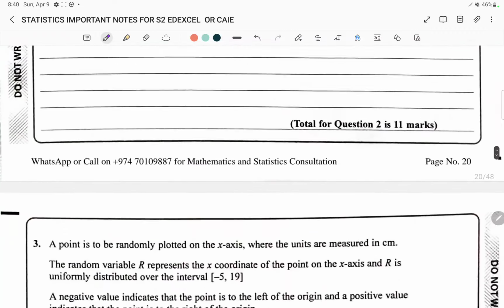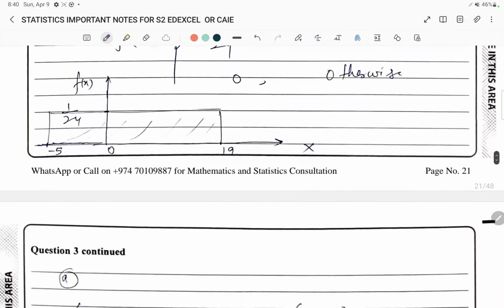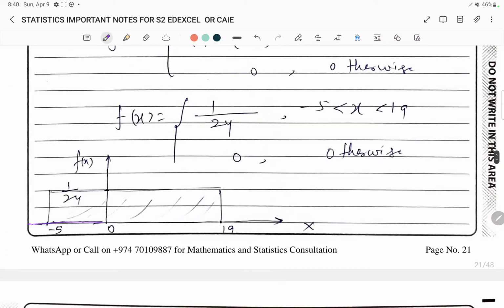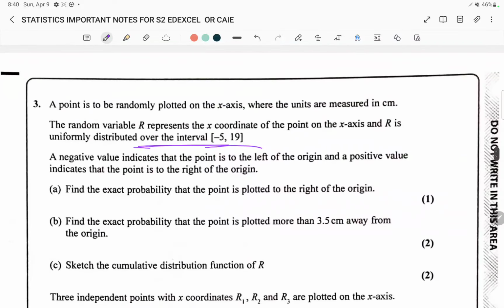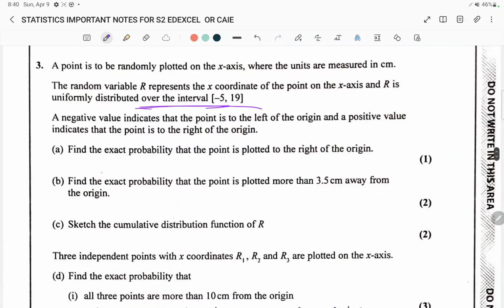Okay, now come to the next question, question number 3. A point is to be randomly plotted on the x-axis, where the units are measured in centimeters. The random variable r represents the x-coordinate of the point on the x-axis, and r is uniformly distributed over -5 and 19. Here this is the x-axis, from -5 to 19. A negative value indicates the point is on the left side of the origin, and that's understood. Now find the exact probability the point is plotted to the right of the origin.